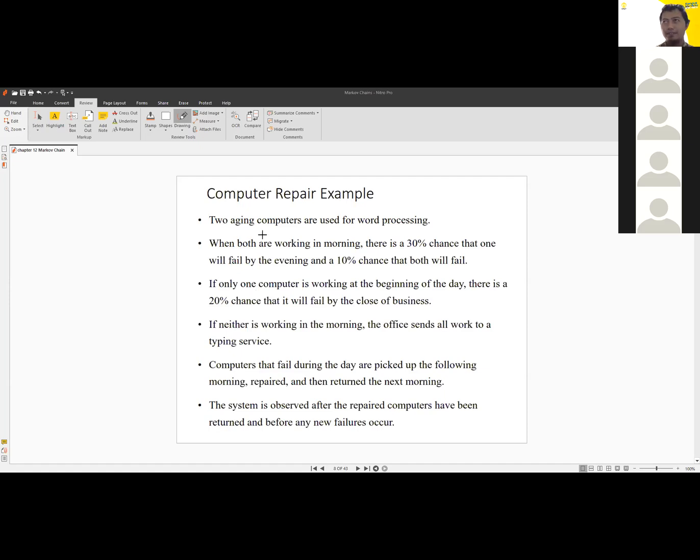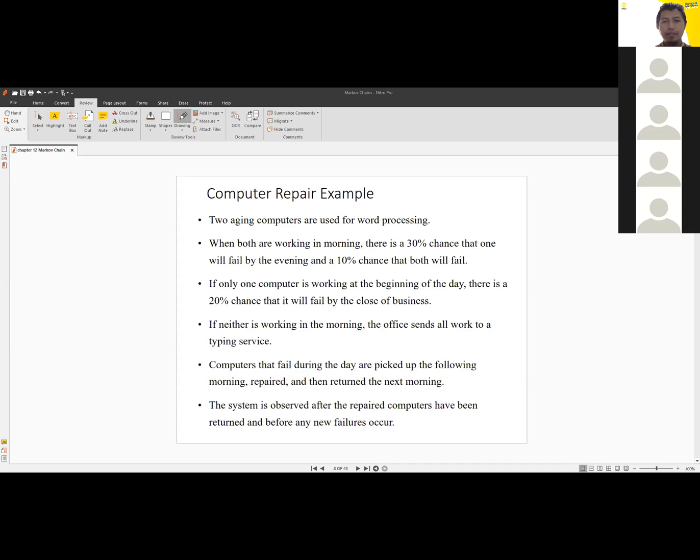Okay. This is a case for transition matrix, a special case for Markov chains.